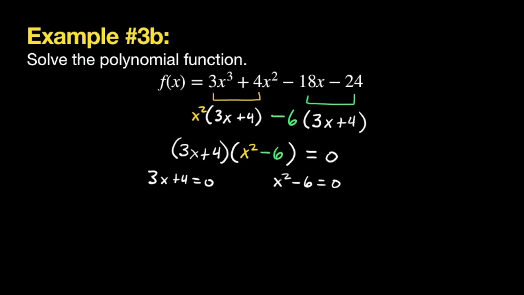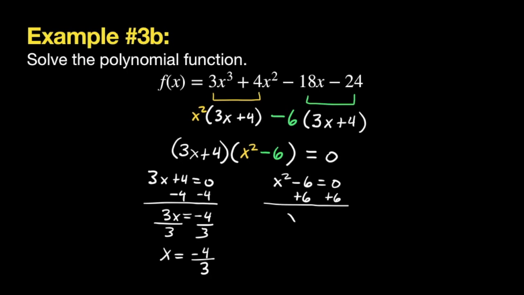We're going to deal with the left side first. So we're going to subtract 4 from both sides. And we get 3x is equal to -4. And then we divide by 3. x is equal to -4 over 3. Your answers can be fractions, and this is an example of it. And now, when we deal with the right side, I'm going to add 6 to both sides. And we have x squared is equal to 6.